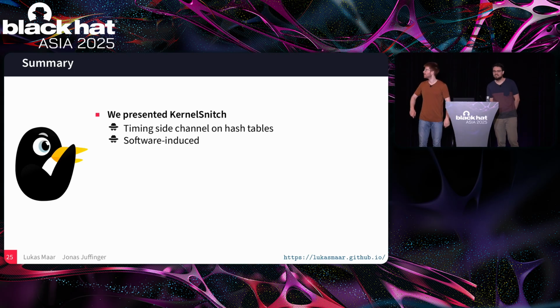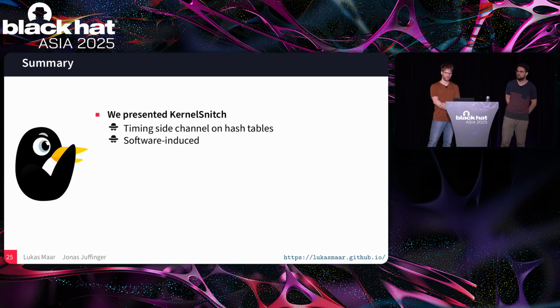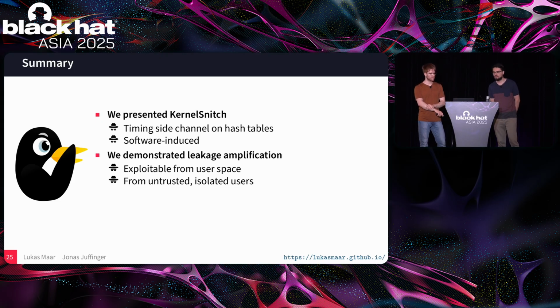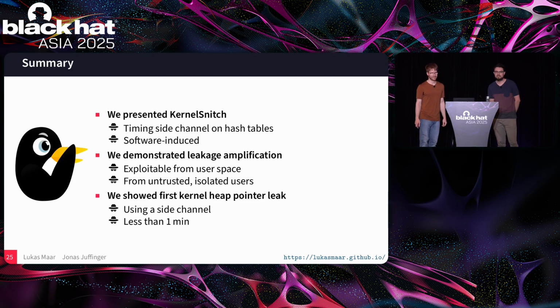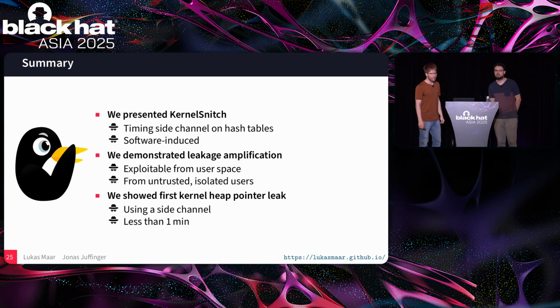We present KernelSnitch, a timing side channel on hash tables that's software-induced and only coming from software. We can amplify this leakage to make it usable from user space and have basically perfect measurements from untrusted and isolated users. And we showed that we can actually exploit this side channel to leak heap pointers, which are important for kernel exploitation, in less than a minute.